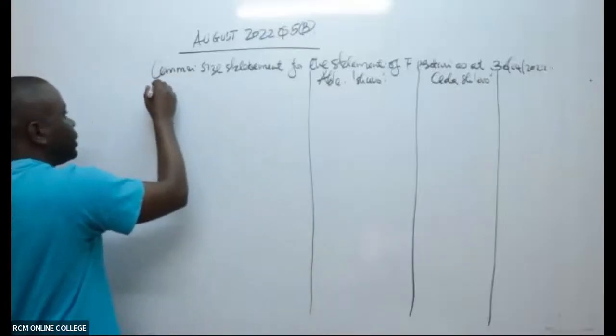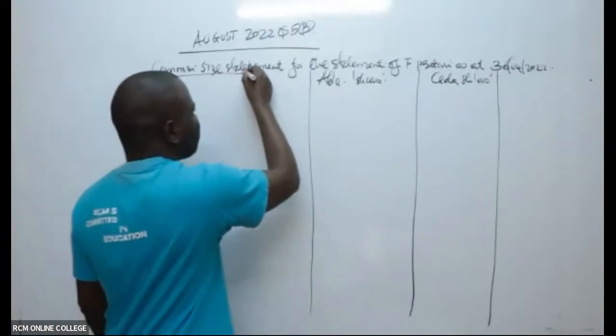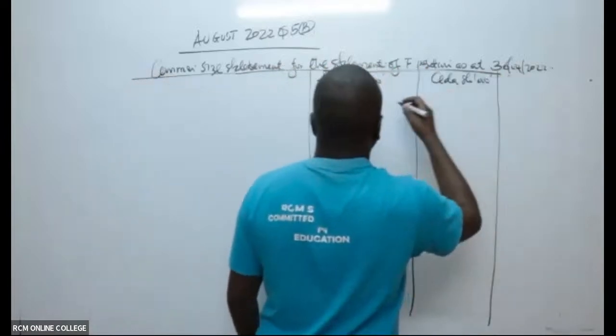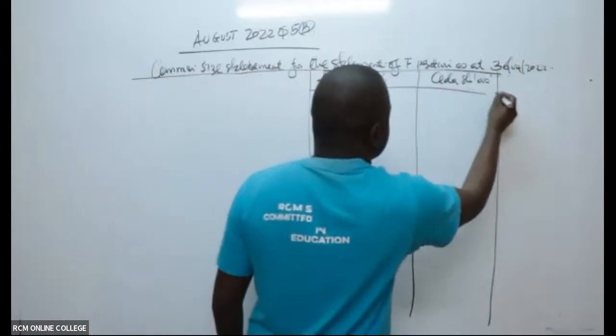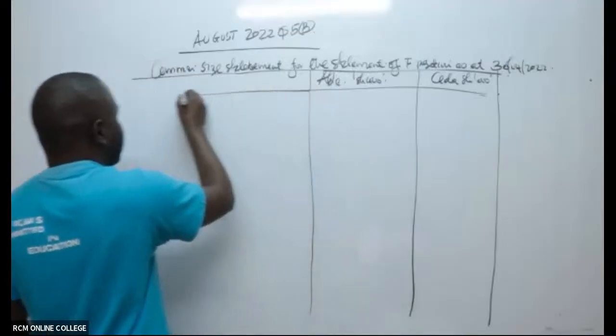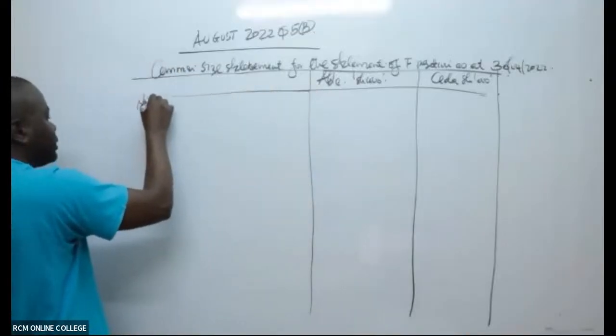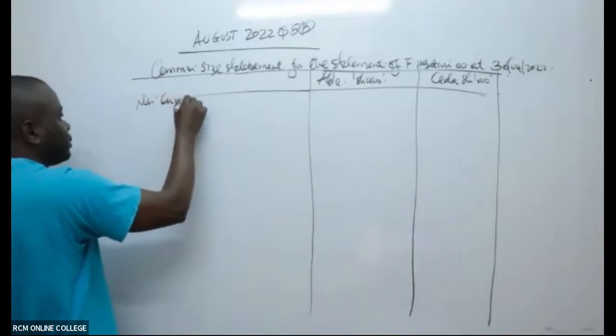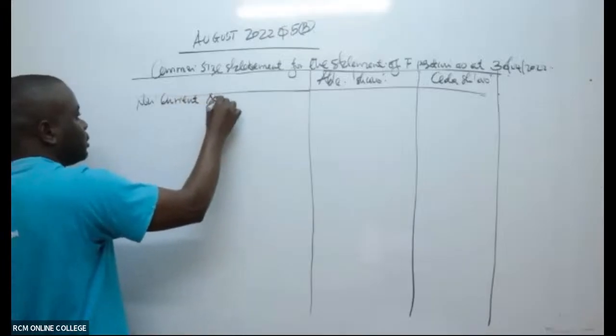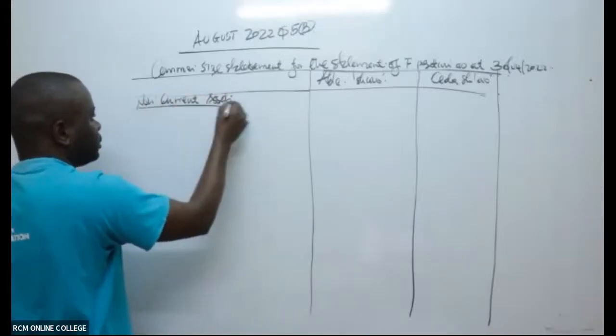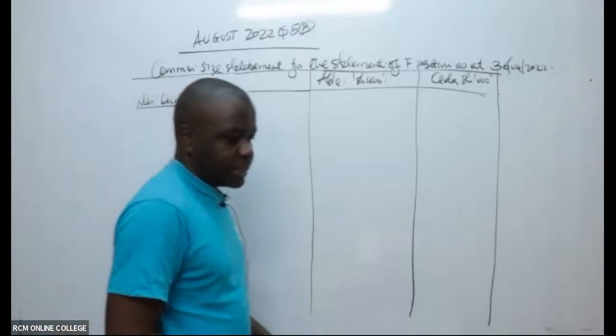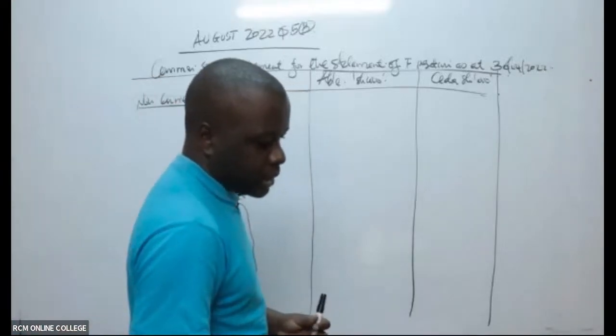So you can start with the non-current assets. The first item under the non-current assets is actually property.